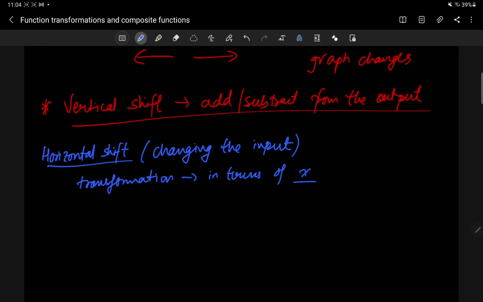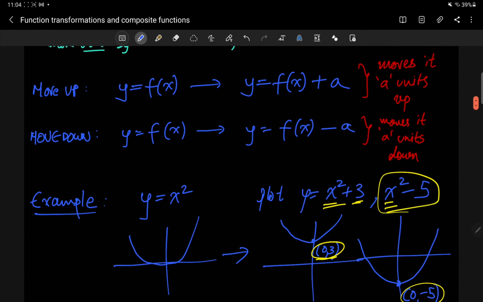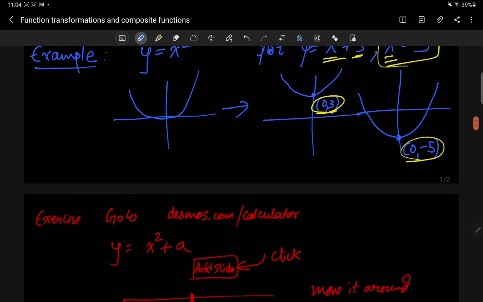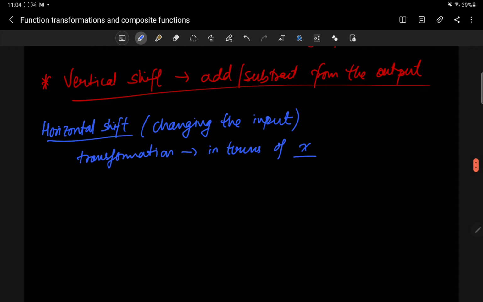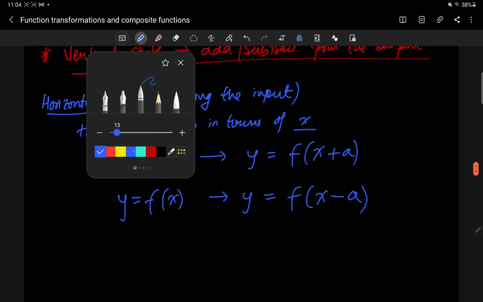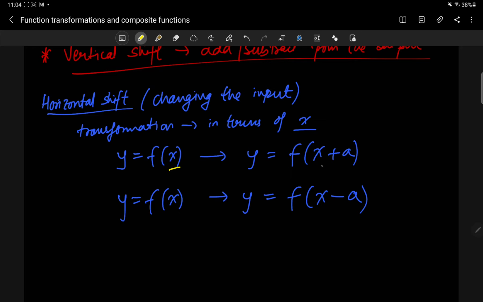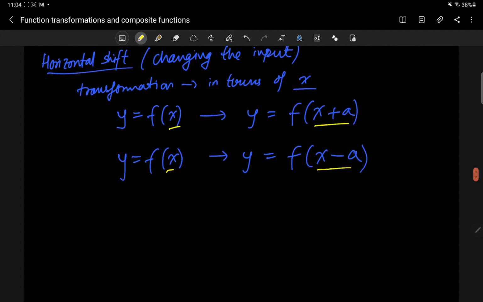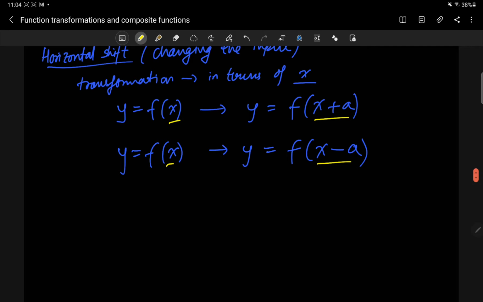Now, just like before, what we did here was we added a and subtracted a from y, or from f of x. So now the transformation is going to be going from y equals f of x to y equals f of x plus a, or going from y equals f of x to y equals f of x minus a. So this is where the transformation is going to live now, in terms of x. So let's look at the implication of this graphically.